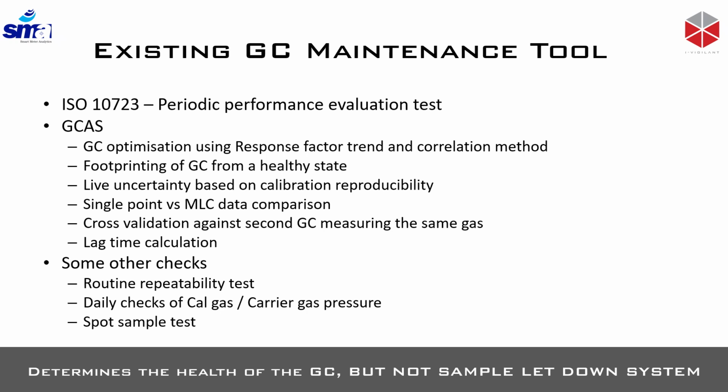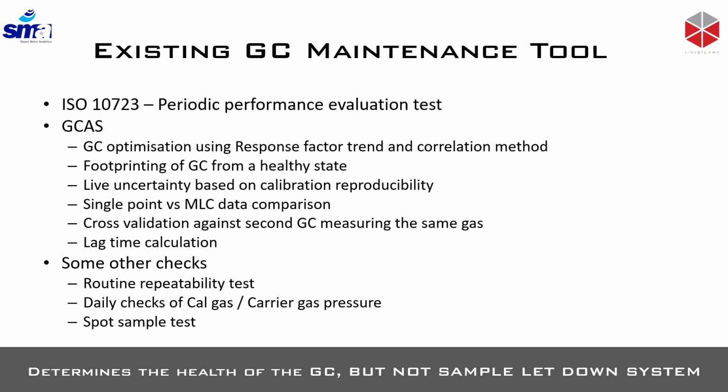The other tool that we have is GCAS. It's a condition-based monitoring tool for gas chromatography. As a summary, GCAS optimizes the GC based on the response factor trend and correlation method. We then footprint the data of the GC from that particular healthy state, and from there onward, GCAS then monitors the live uncertainty of the GC based on the calibration reproducibility.